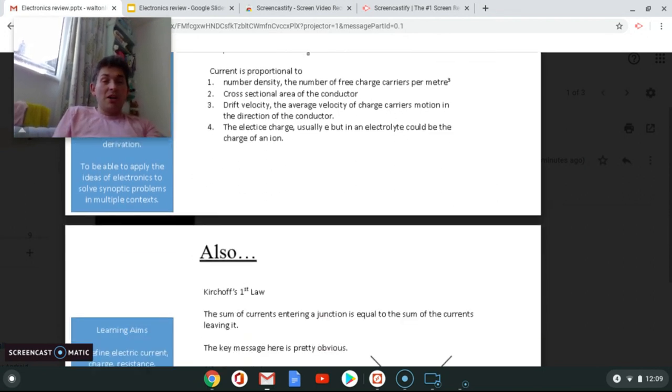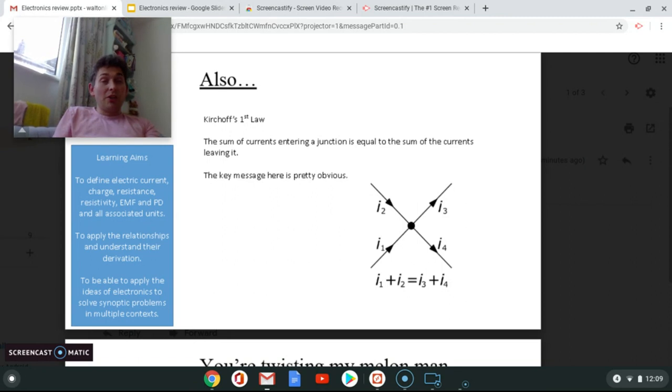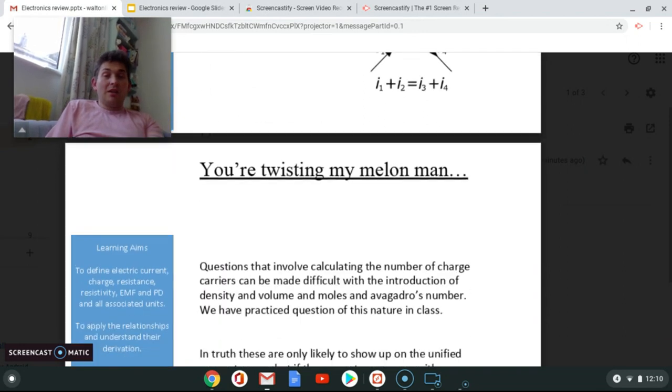Then we've got Kirchhoff's first law. Basically, the sum of currents entering a junction is equal to the sum of currents leaving a junction. Pretty obviously, if 10 goes in, 10's got to come out. You all know what you do with that.